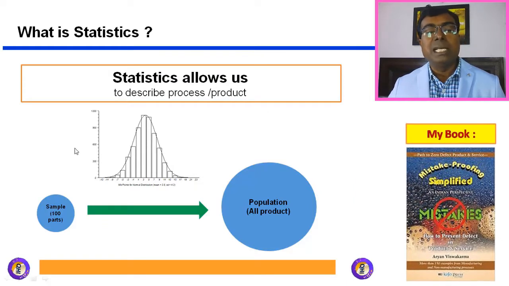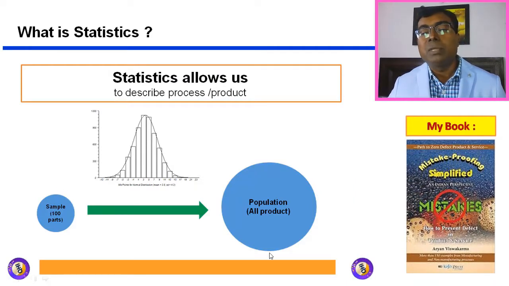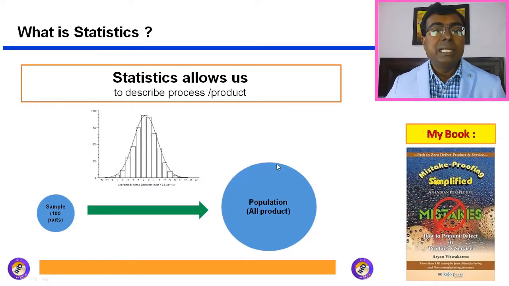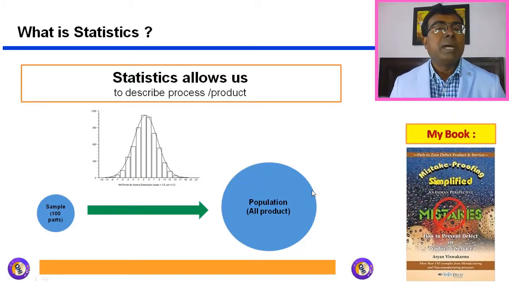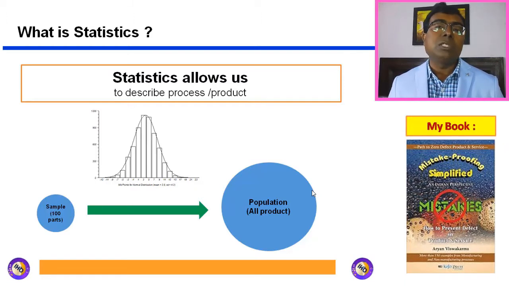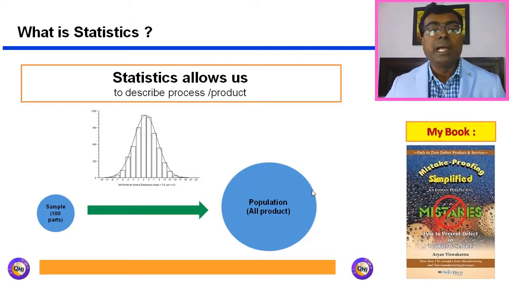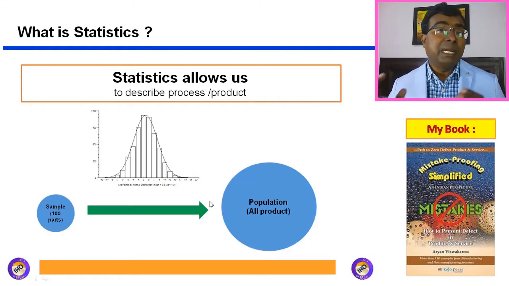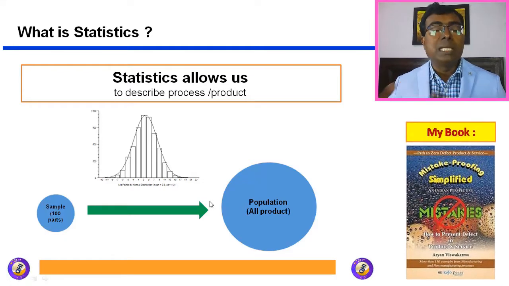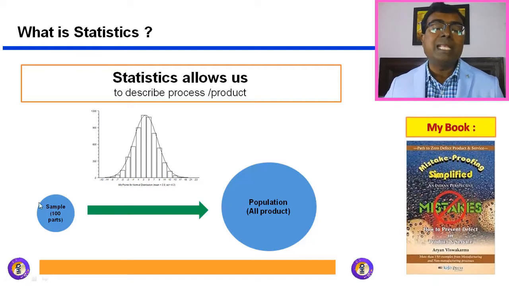That means in statistics, we take small samples from the complete population, and here the complete population means all the product. For example, in my incoming inspection, I received 2000 parts from a supplier. So these 2000 parts would be the population, and I pick 10 parts from this population, and these 10 parts would be my sample.